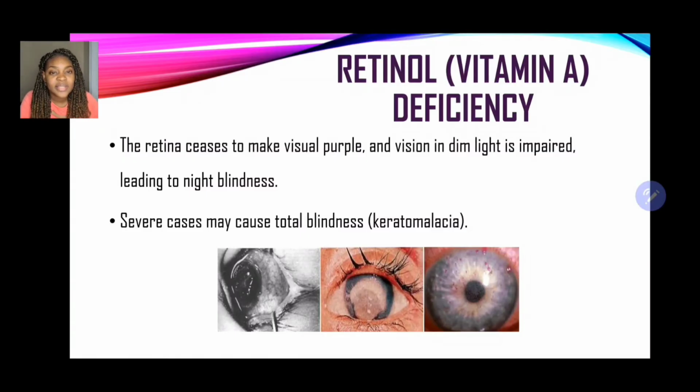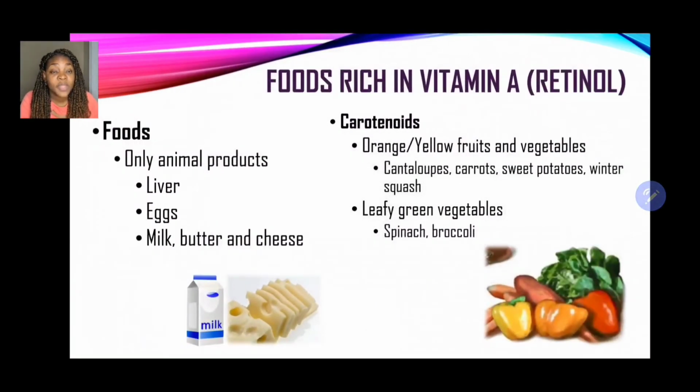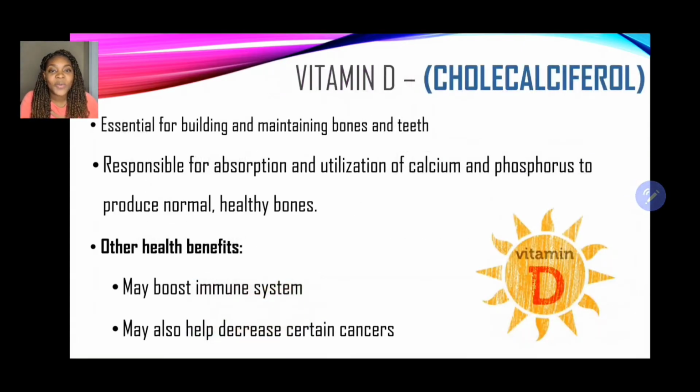All right, now let us look at some of the sources. Foods rich in vitamin A that are only animal products include liver, eggs, milk, butter, and cheese, right? And as it relates to the plant sources, we speak of the pigment carotenoid, and those are the orange-yellow fruits and vegetables such as cantaloupes, carrots, sweet potatoes, winter squash, and also leafy green vegetables such as spinach or broccoli.